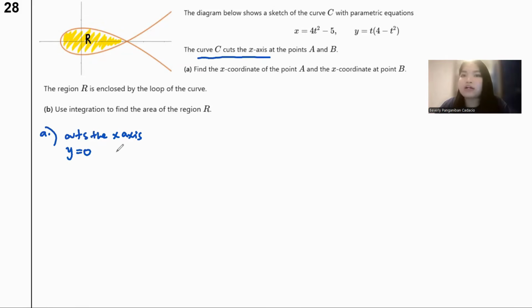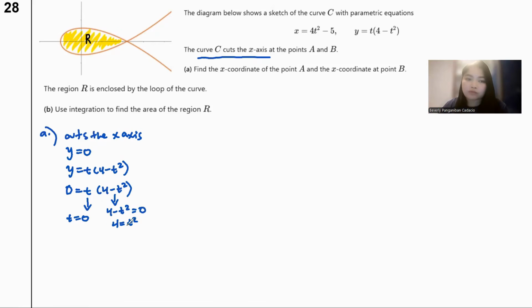So I can just take a look at my second parametric equation, which is y is equal to t(4 minus t squared). And then I'm just going to equate that to 0. And actually, I don't need to do the rainbow method here because it's already factorized. And then this one means that t is equal to 0. But there's another one here. I will equate this for you to see, because you need to get the value of t here. So 4 is equal to t squared. You're going to square root both sides. Therefore, your t can be positive or negative 2. Okay, that's the value of t.